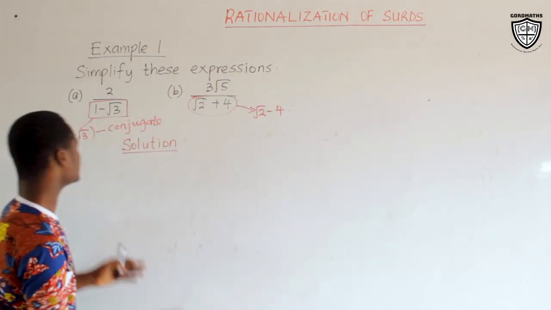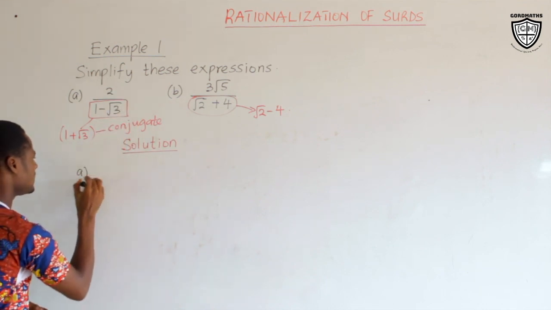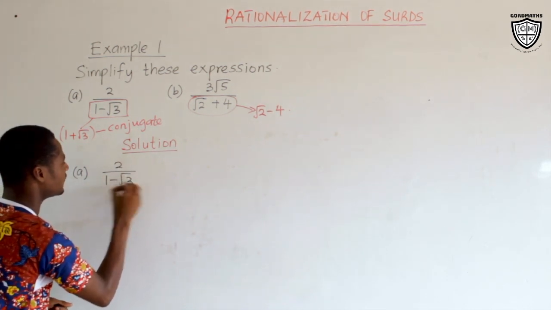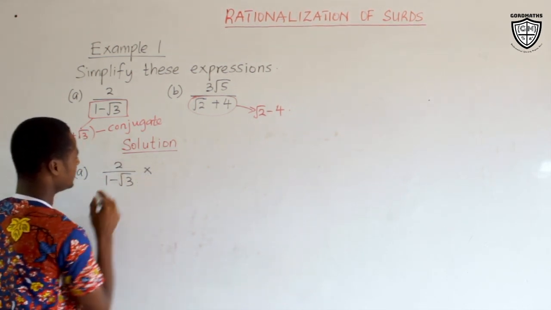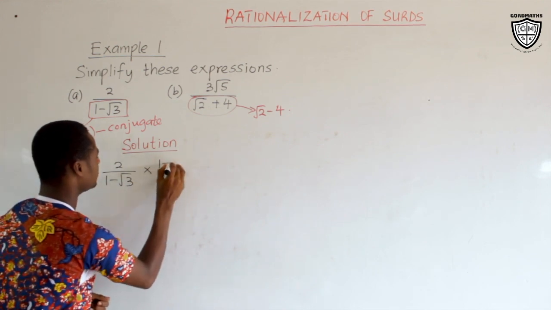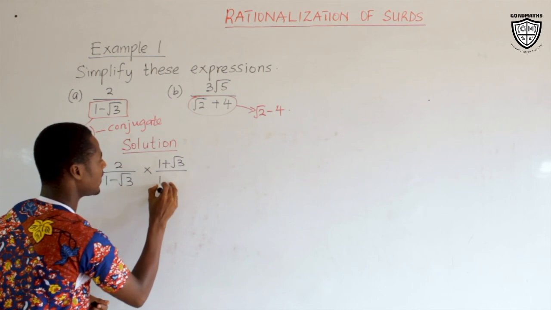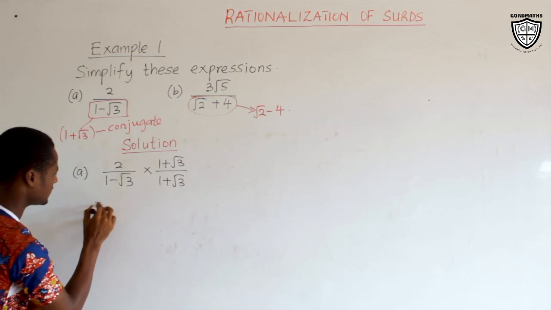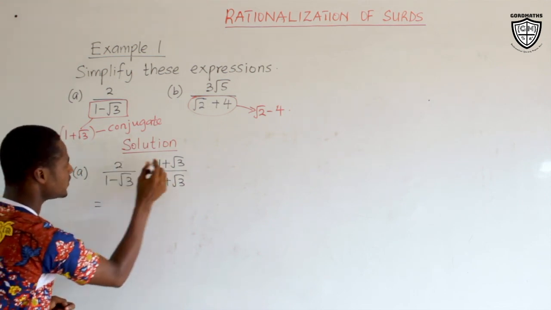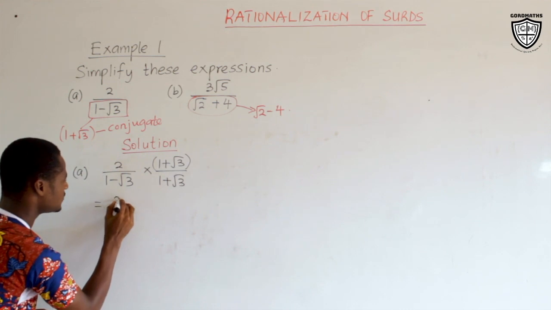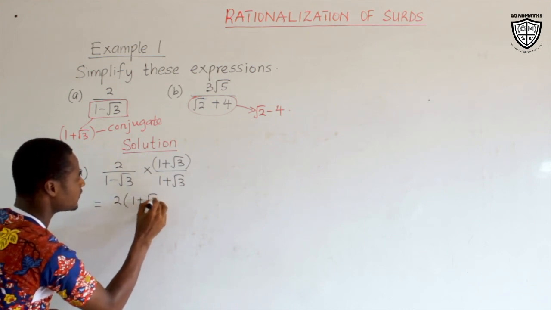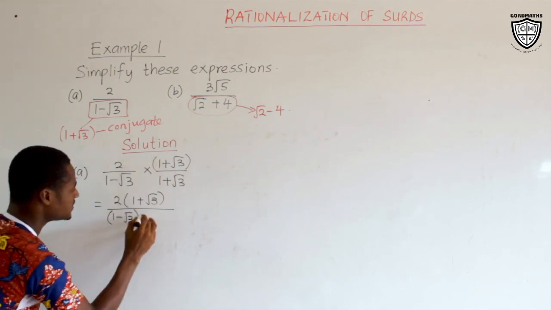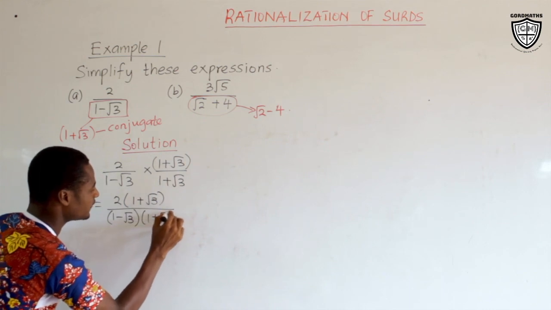So, in rationalizing this set, taking the first question where we have 2 over 1 minus square root of 3, we multiply by the conjugate, which is 1 plus square root of 3 over 1 plus square root of 3. This will give us an equivalent fraction. So let's solve this. 2 is multiplying the whole of this. So we have 2 in bracket 1 plus square root of 3. Then at the denominator, we have 1 minus square root of 3 multiplying 1 plus square root of 3.